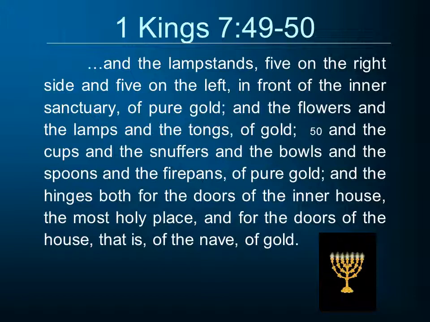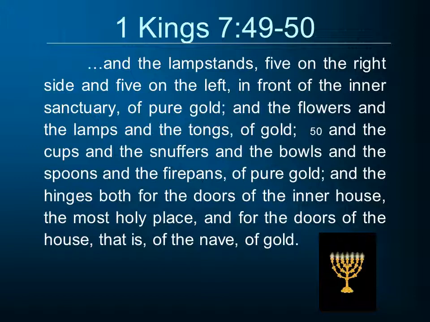And this isn't new to Solomon. This was described back in the book of Exodus as well. They have flowers and the lamps and the tongs of gold, and the cups and the snuffers and the bowls and the spoons and the fire pans of pure gold, and the hinges both for the doors of the inner house, the most holy, and for the doors of the house, that is, of the nave of gold.